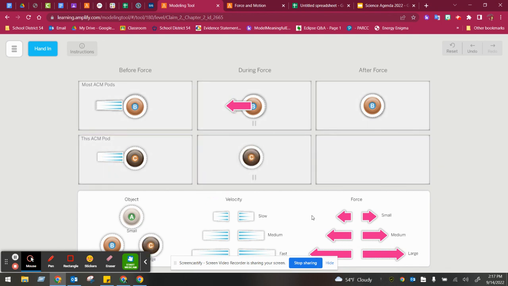My massive space pod still has the thrusters firing in the opposite direction. My massive space pod, however, just slows down. It's still traveling in the same direction as it was before, just slower. So I'm going to drag those velocity arrows that show my space pod still traveling to the right, just at a slower velocity. Please update your model or complete your model for claim number 2, then click hand in again or update.